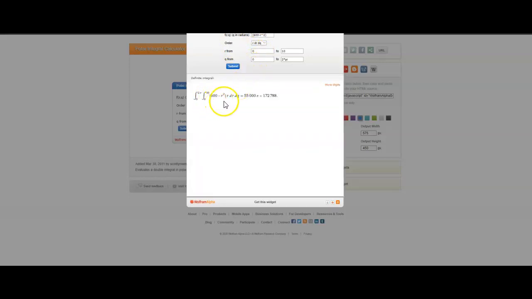Now when you press go, you get 600 minus r squared quantity times r dr d theta. So there's about 172,788 people living within 10 miles of downtown.